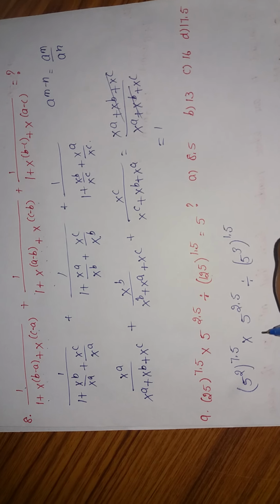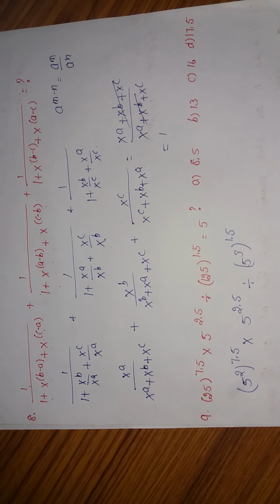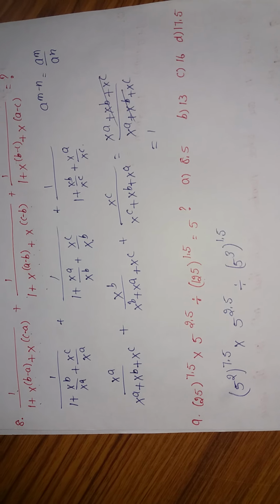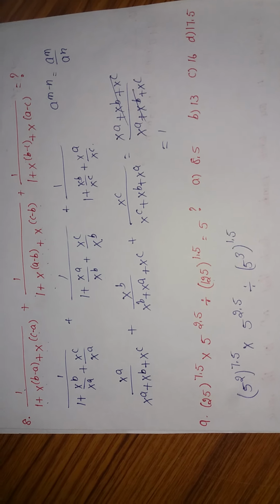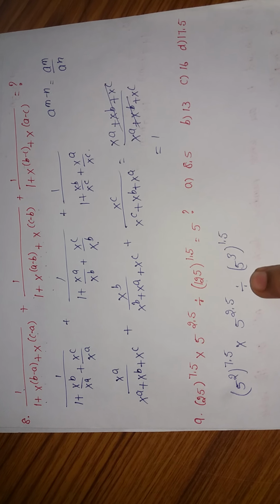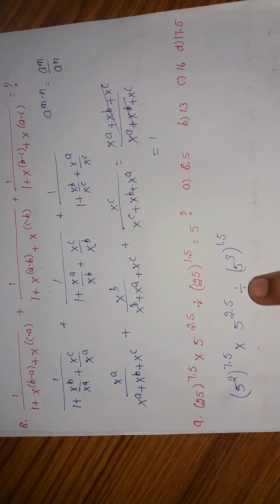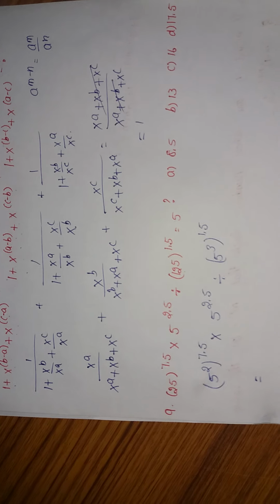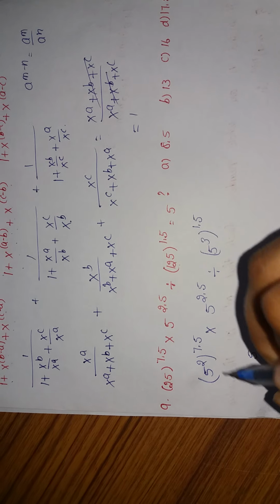So a power m into a power n means a power of m plus n, and a power of m divided by a power of n is a power of m minus n. So we have to split it one more time.